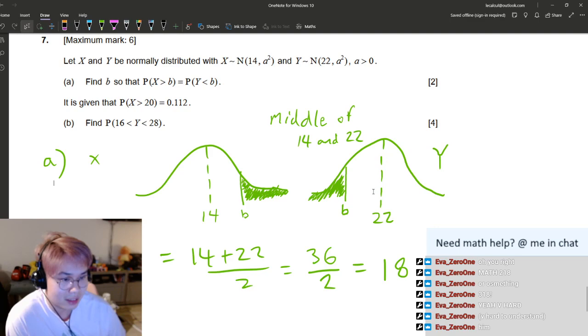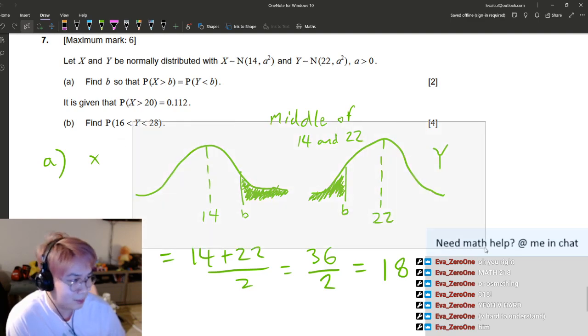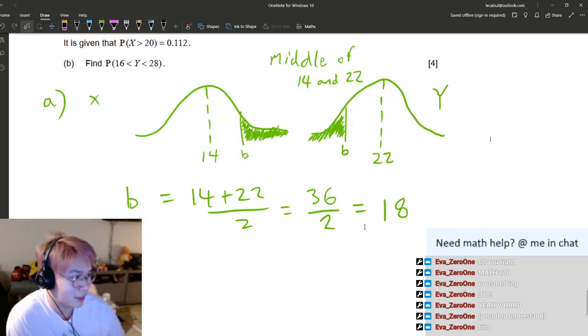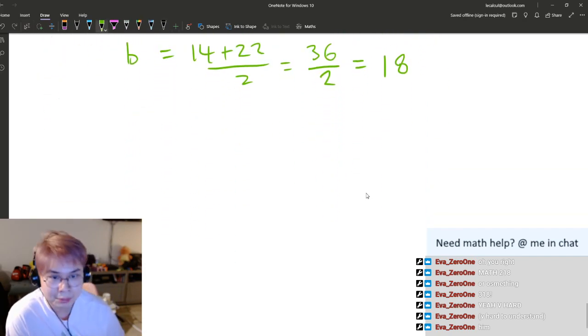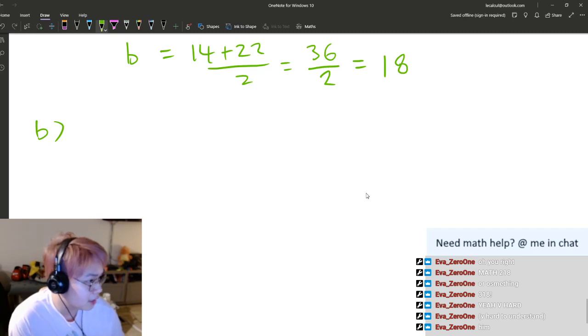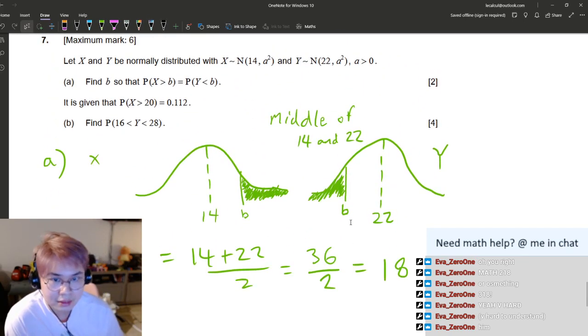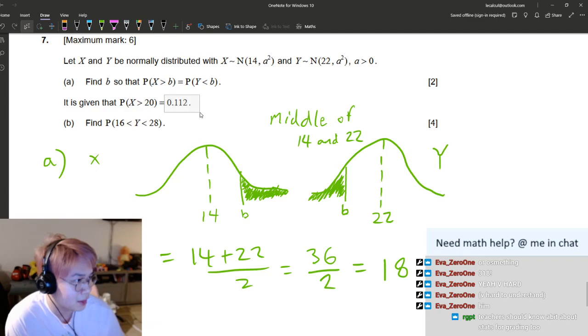Anyways, okay. I think, given the symmetry of this, it has to be the middle number, 18. Alright, so then, let's do part B. Okay, now we know that if x is greater than 20, our probability is 0.112.